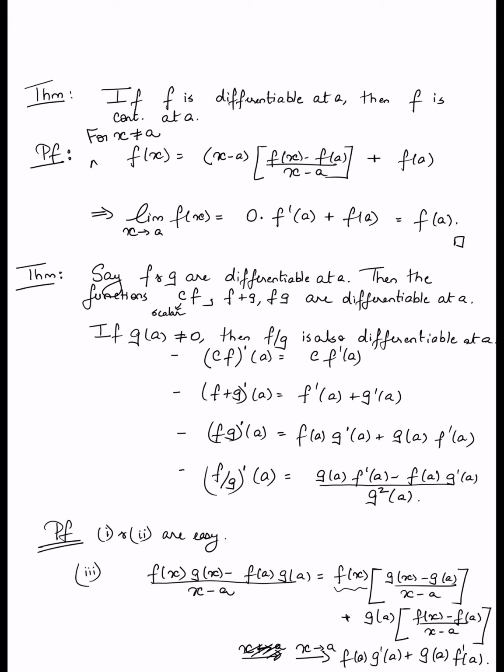So that's part 3. Let's move on to part 4, which is the ratio. Now again, to evaluate the derivative of the ratio, I have to look at the limit of the following function as x tends to a. So I have to look at f of x by g of x minus f of a by g of a upon x minus a. So this is also straightforward.